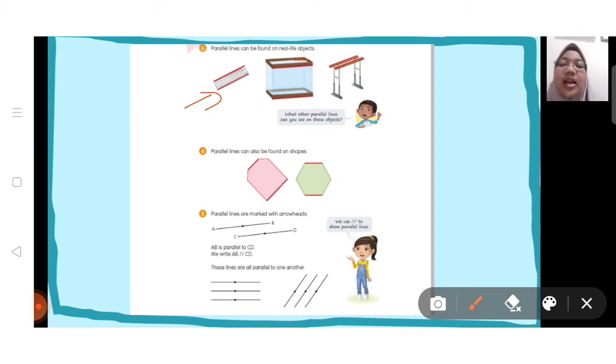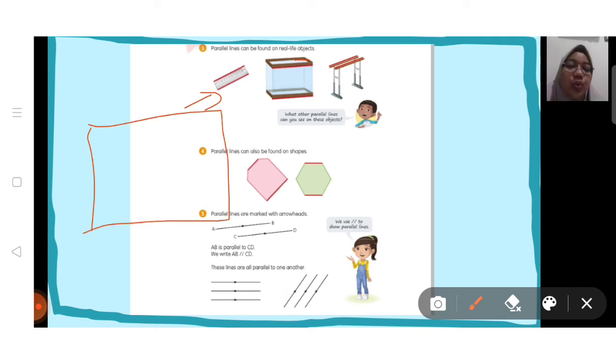Mostly parallel lines are in a rectangle. A rectangle has two pairs of parallel lines. If I draw a rectangle or square, which one is it? The upside and downside are one pair of parallel lines, and the other pair is the left side and the right side. They are parallel to each other.